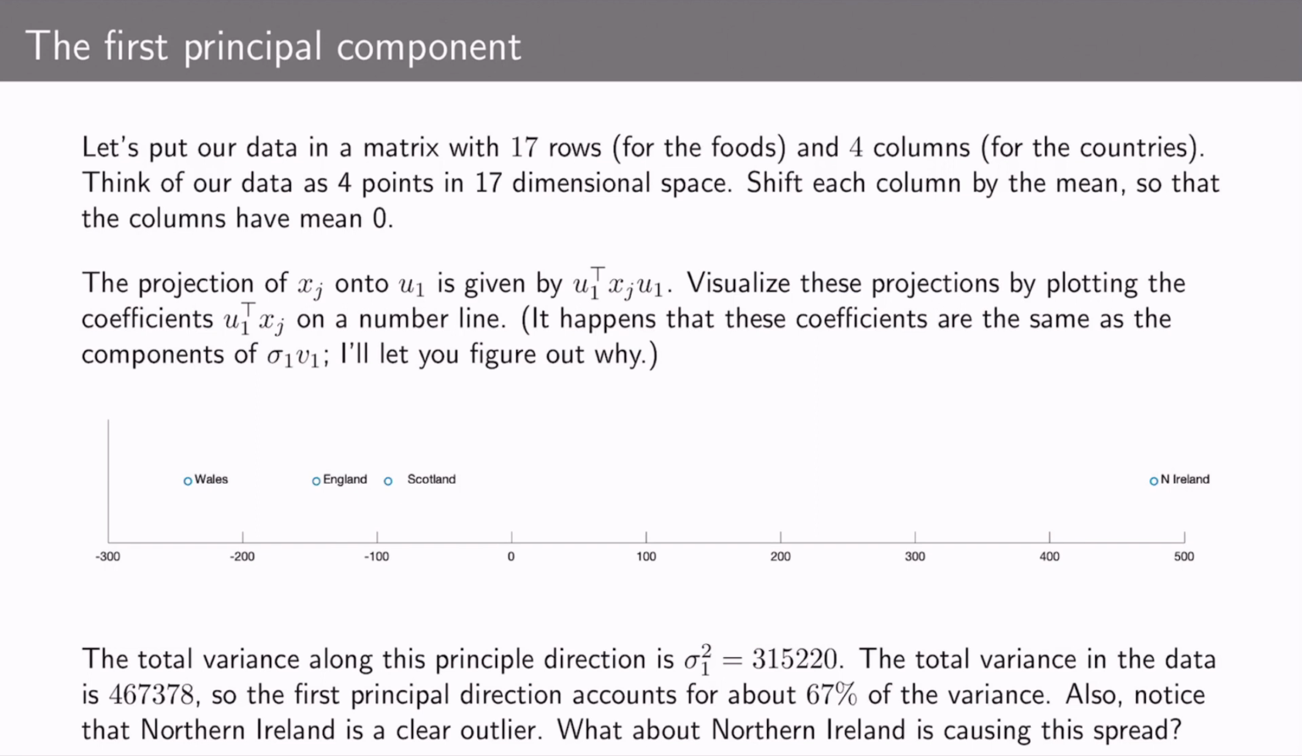The total variance along this principal direction is given by sigma 1 squared, which is about 315,000. The total variance in all of the data is about 467,000. So that one principal direction has accounted for about 67% of the variance. You can also see that, as we suspected, Northern Ireland is a clear outlier. So we should be looking at Northern Ireland to try to discern where a lot of the variance in food consumption across countries is coming from.